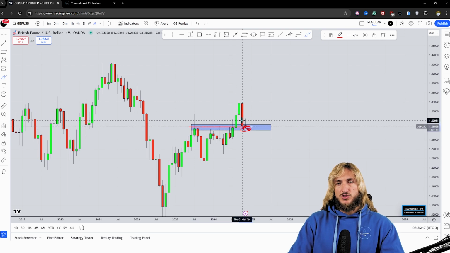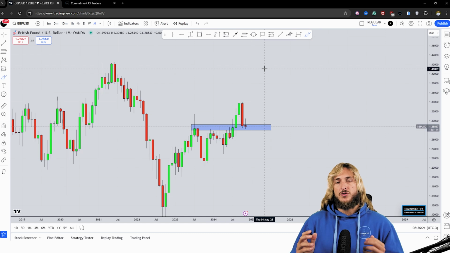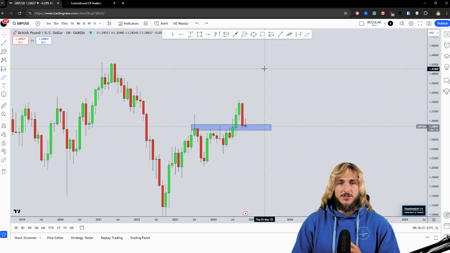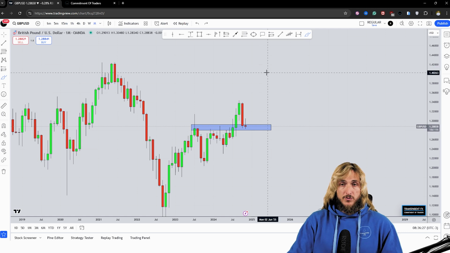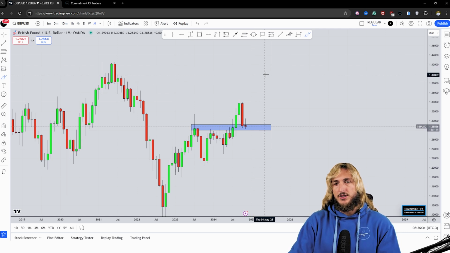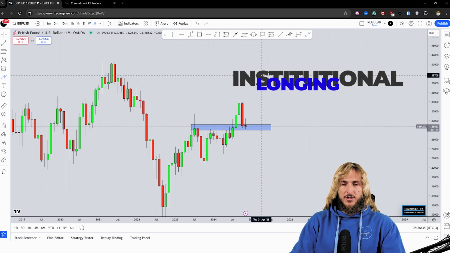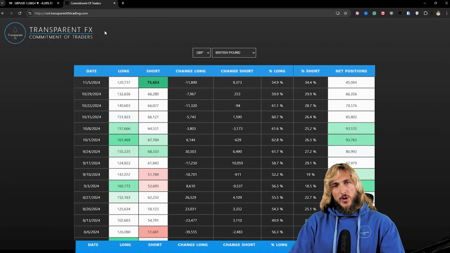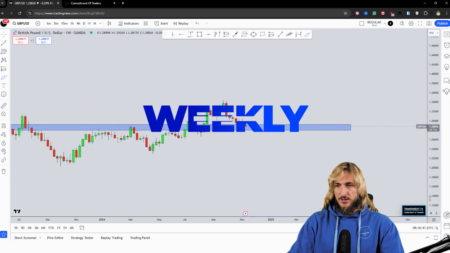Now, this creates confluence of support at the area because we have both the horizontal structure and the Fibonacci levels lining up in the same area, and this creates a confluence of support. And in a confluence of support area, there is an increased probability of seeing institutional longing, which is something that we will be looking at in just a few minutes when we move to the commitment of traders analysis. For now, let's keep all of this in mind and drop down on the weekly time frame.